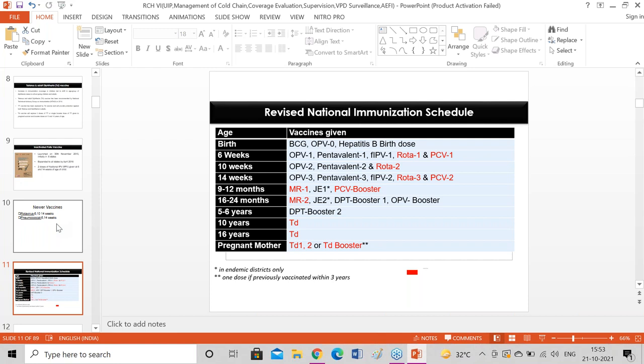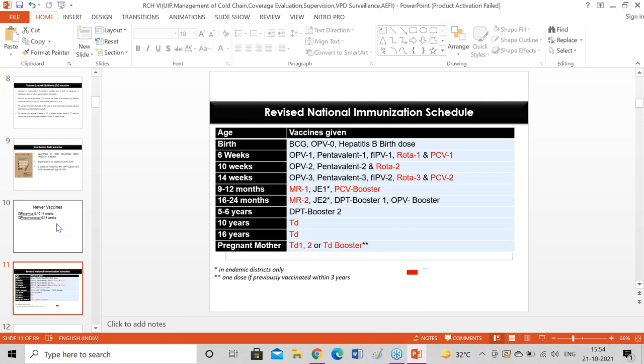Nothing new in this. At birth, we are administering the BCG vaccine, OPV 0 dose, and hepatitis B birth dose. At 6, 10, and 14 weeks, we are going to give OPV, penta, and rota. We are going to give fractionated IPV on 6 and 14 weeks, and PCV also on 6 and 14 weeks.